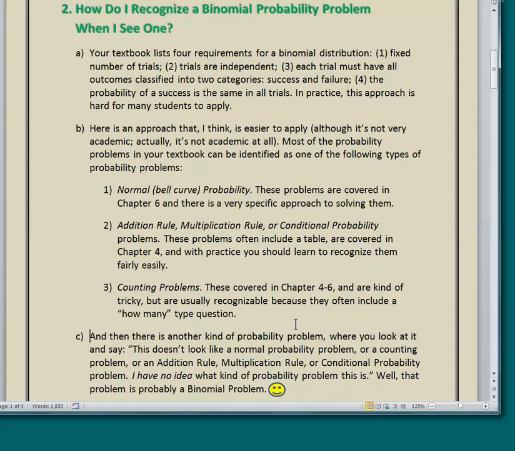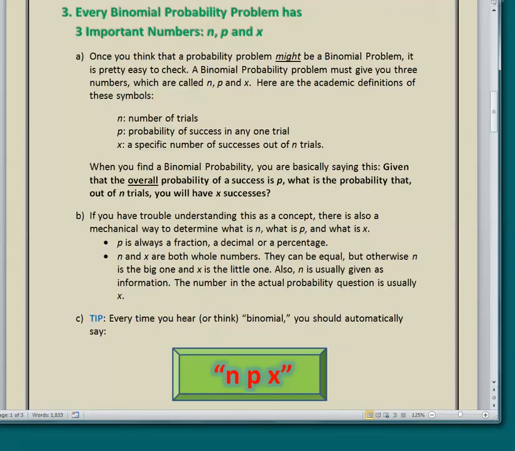Now look at C. And then there is another kind of probability problem where you look at it and say, this doesn't look like a normal probability problem. It doesn't look like a counting problem. It doesn't look like an addition rule, multiplication rule, or conditional probability problem. I have no idea what kind of probability problem this is. Well, that problem is probably a binomial problem. Every binomial probability problem has 3 important numbers, n, p, and x.